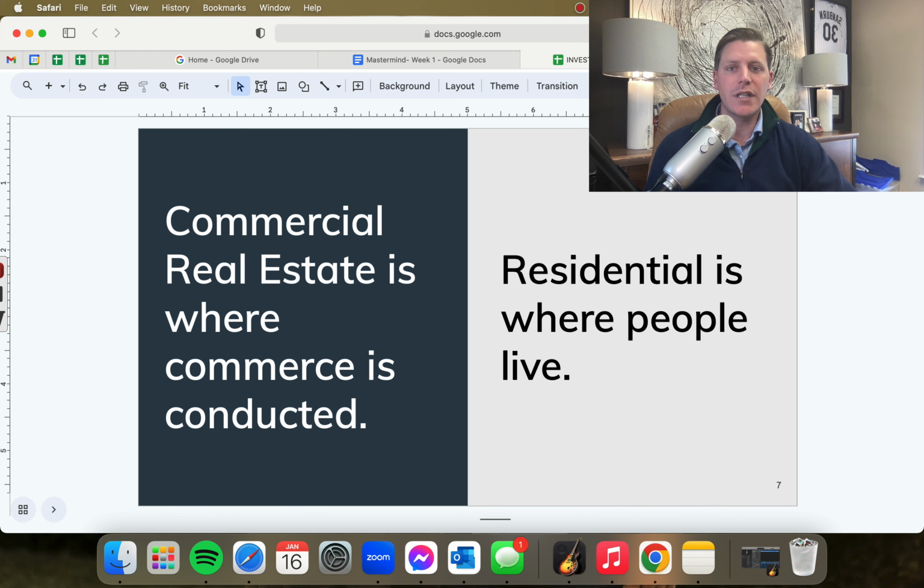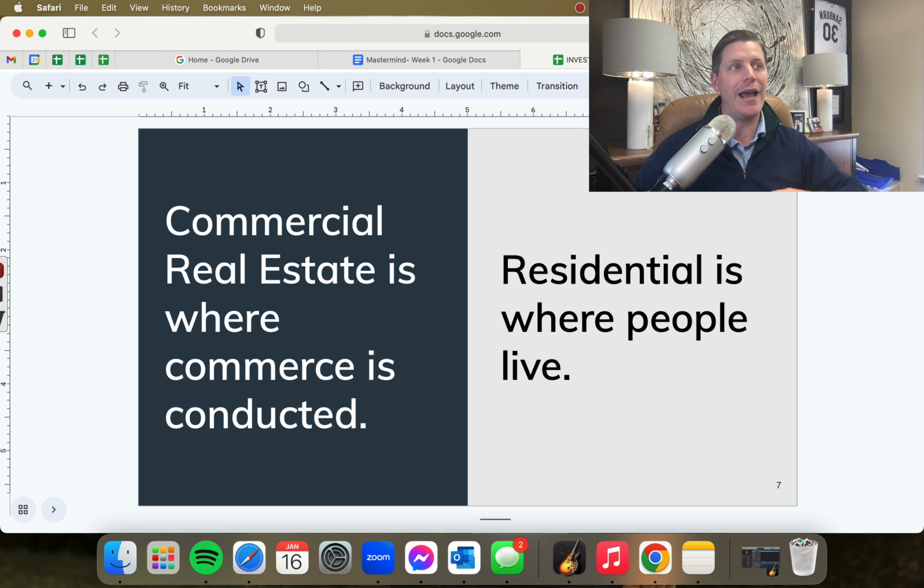Of course, commercial real estate is where commerce is conducted. Residential is where people live. So when you go down to a shopping center and you trade in your gold jewelry at the pawn shop, or you buy drugs at the pharmacy, or you trade in your cell phone at the Verizon store, you're doing business in those locations. Therefore, that is commercial real estate, okay?